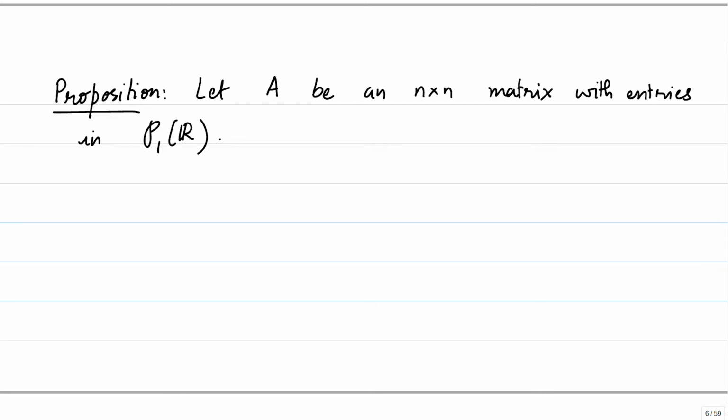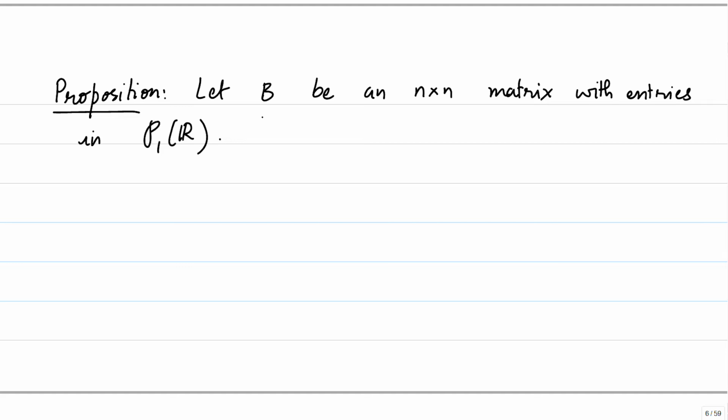Maybe I should just call it B, or let it be A B. Maybe I'll call it B. So let B be an n cross n matrix with entries in P1 of R. Now the situation fits. So look at one of the A's which we considered earlier, and we look at A minus lambda I. A minus lambda I equal to B is a perfect example for an n cross n matrix with entries in P1 of R.